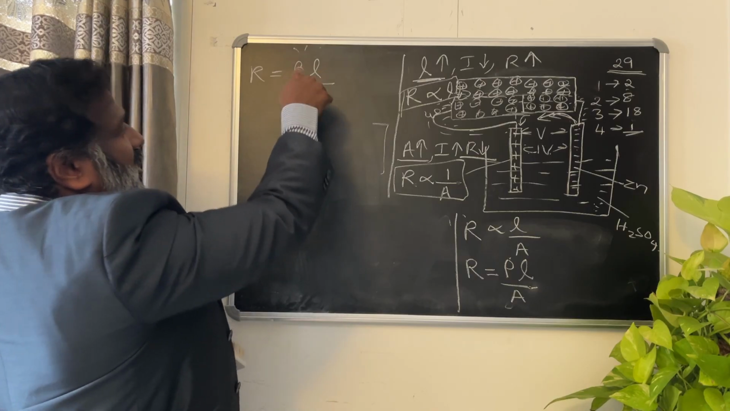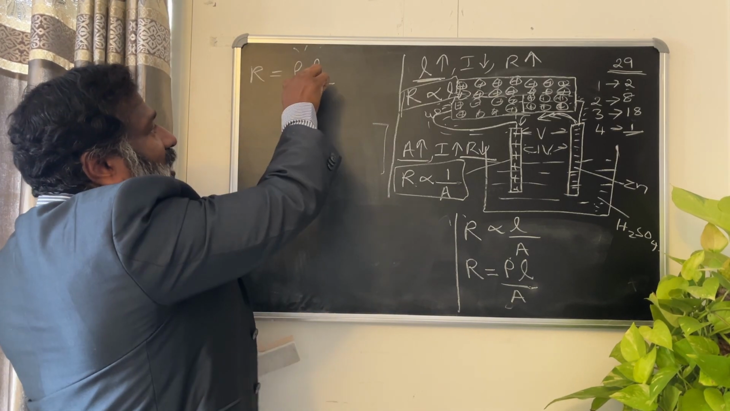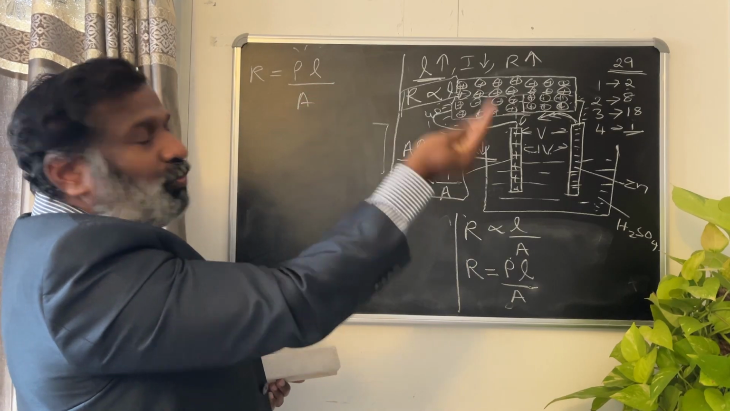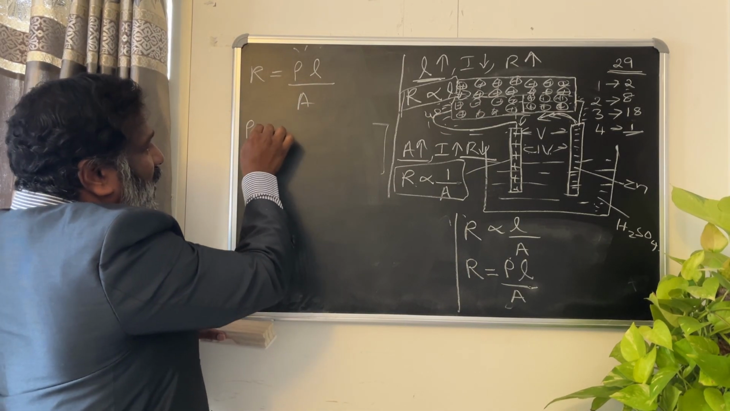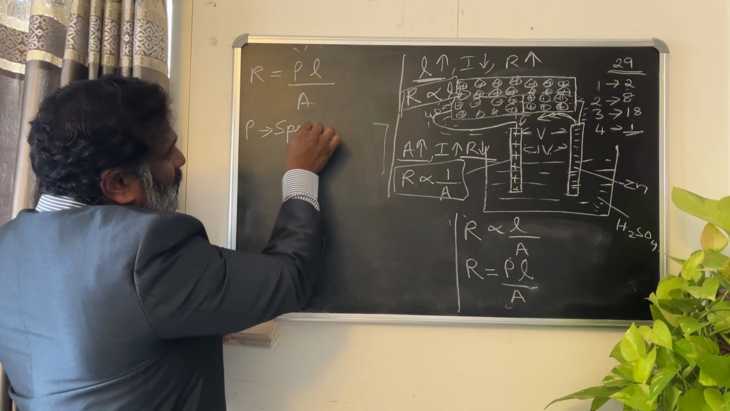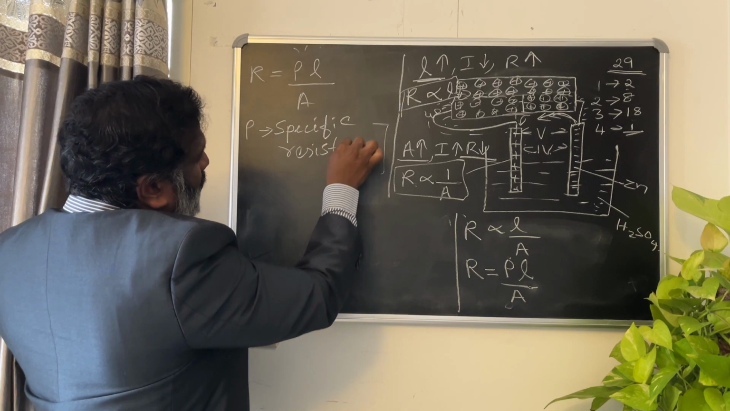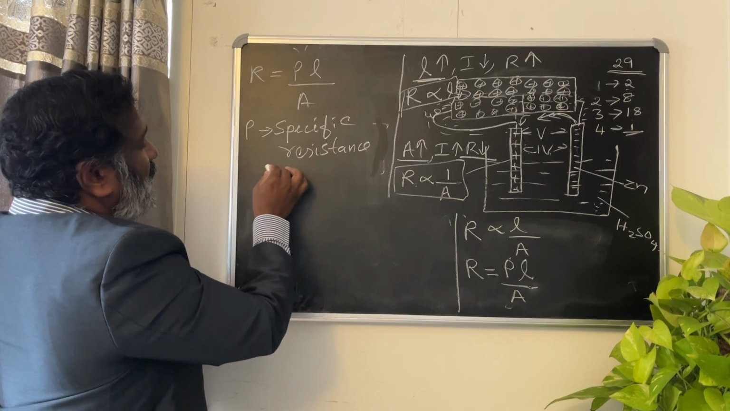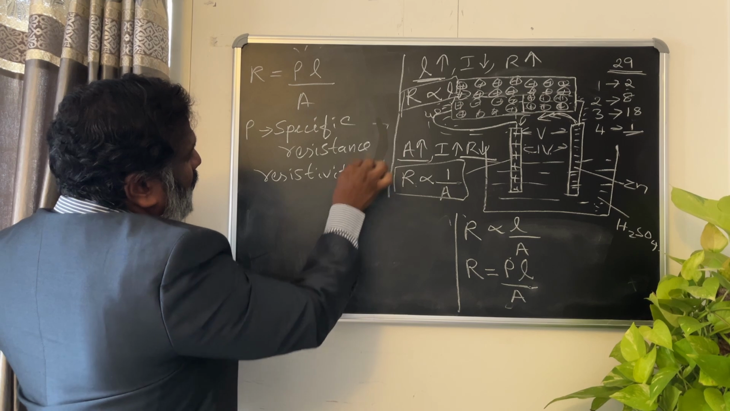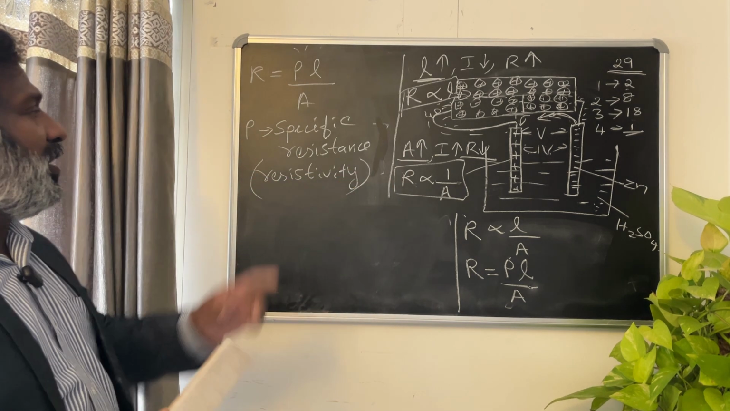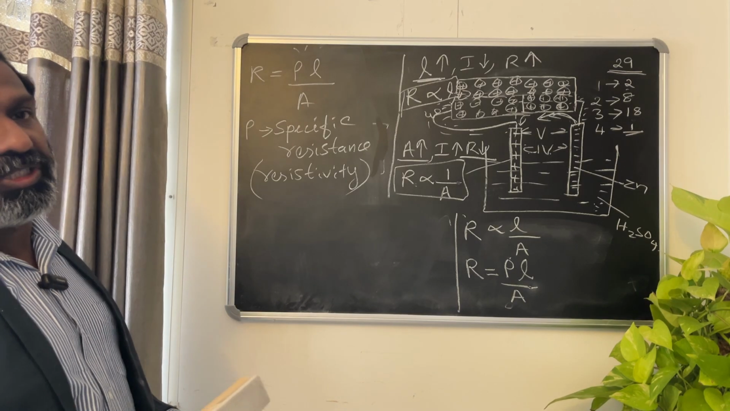Rho is the proportionality constant and it depends on the nature of the material. For copper it will have one value, for aluminum it will have another value, and like that. And this rho is called specific resistance, and it has the other name resistivity. Rho is called specific resistance or resistivity. It is the proportionality constant.